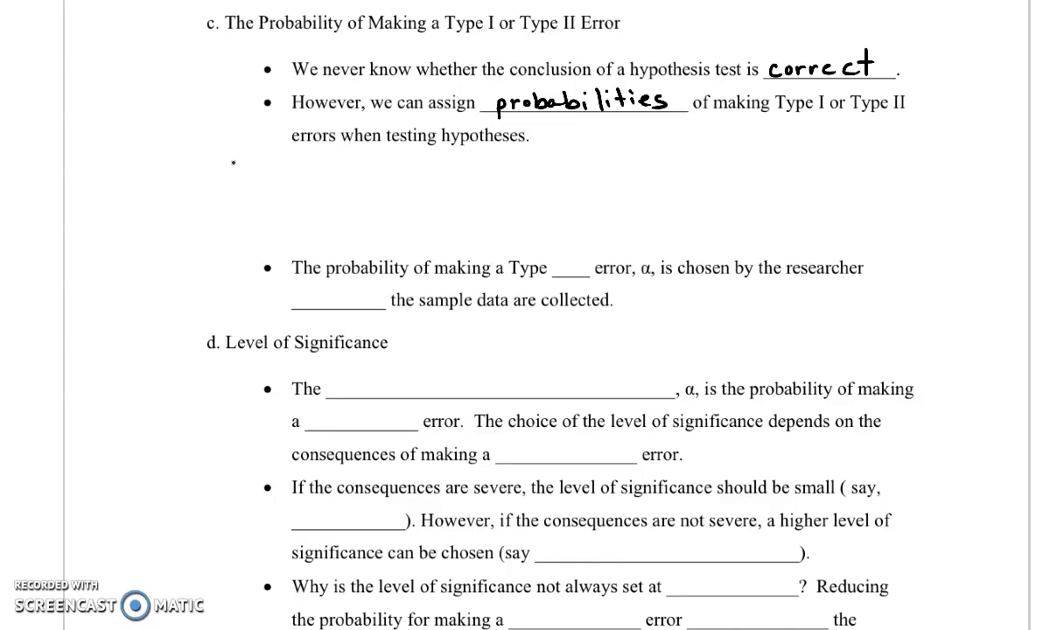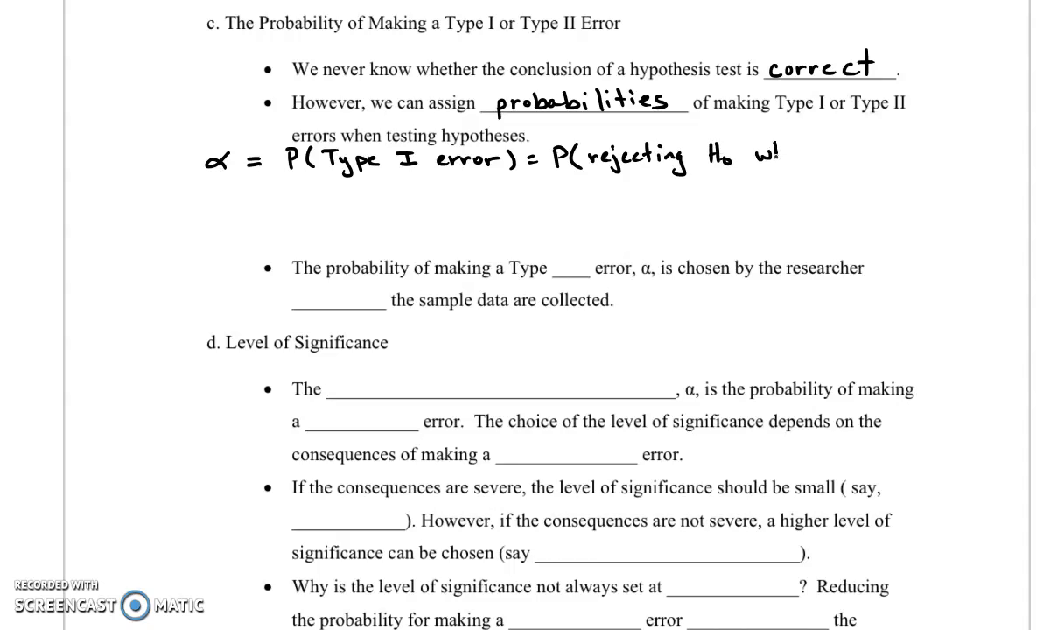And so alpha is the probability of making a type 1 error, meaning the probability of rejecting H naught when H naught is true.